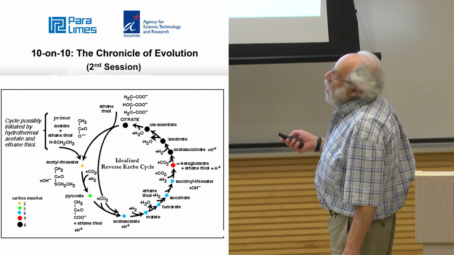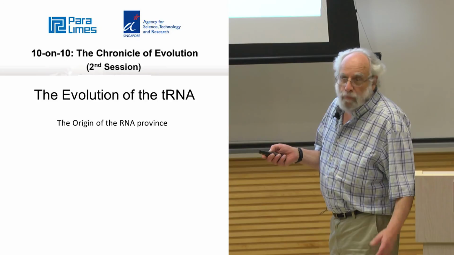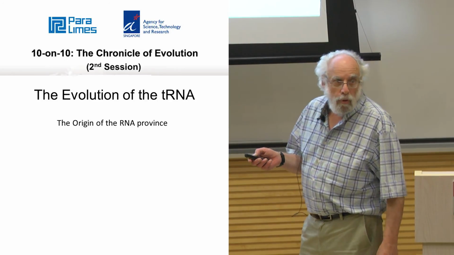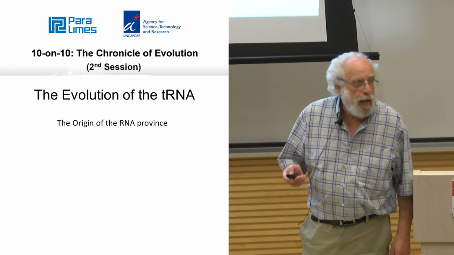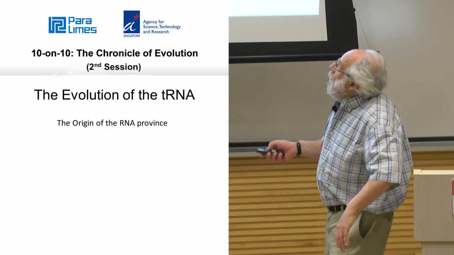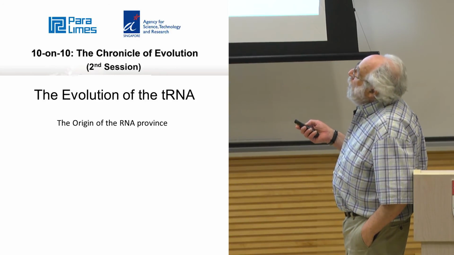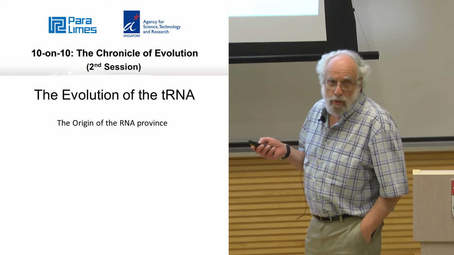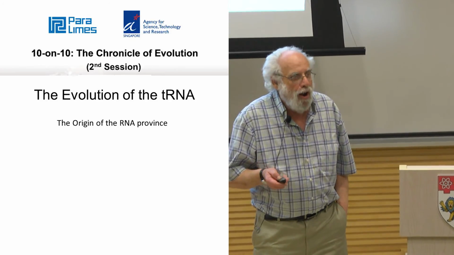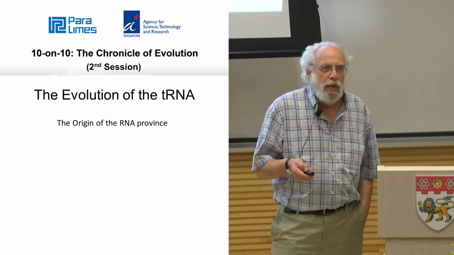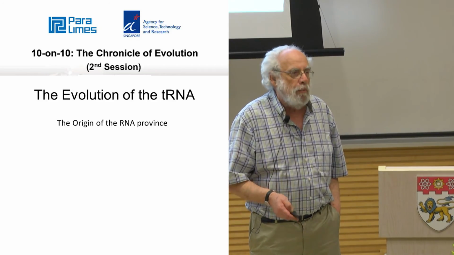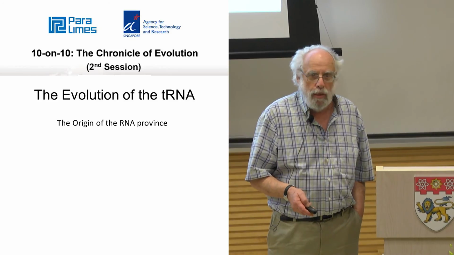And now I want to talk about Shostak's problem of RNA. And it has to do with the origin and evolution of the tRNA. And now I call it the origin of the RNA province as opposed to the RNA world. That means RNA is not coming in at the origin of life. It's coming into a system that was already sufficiently complicated.